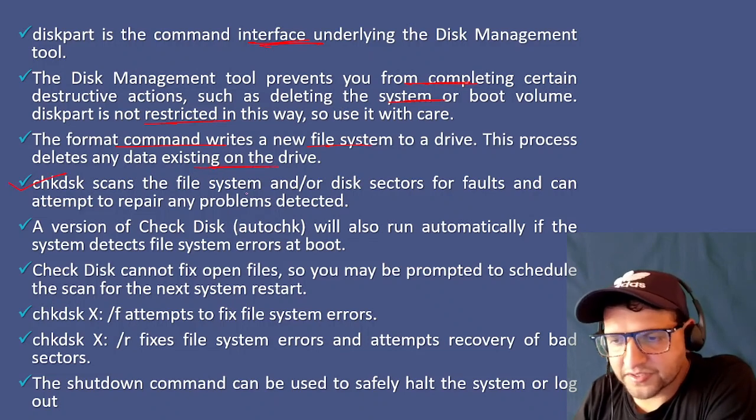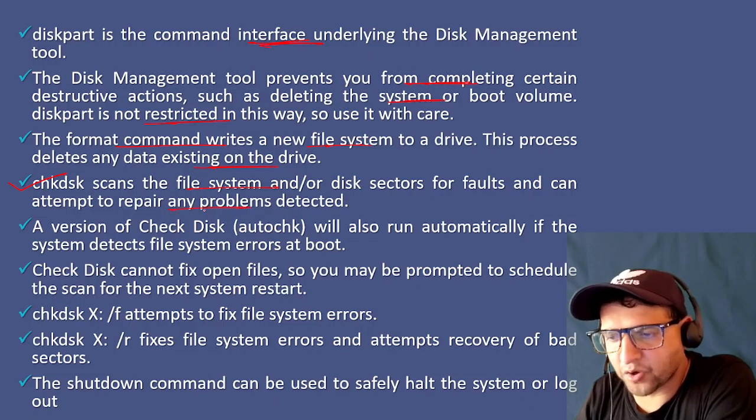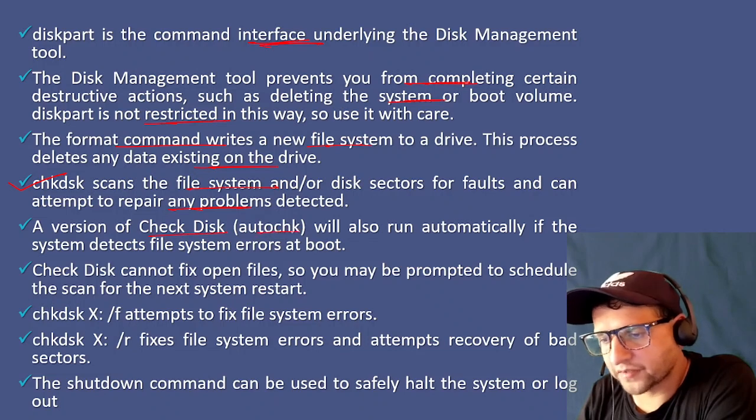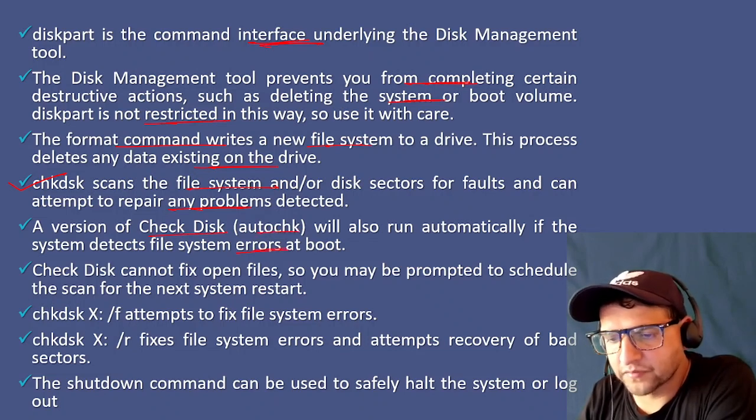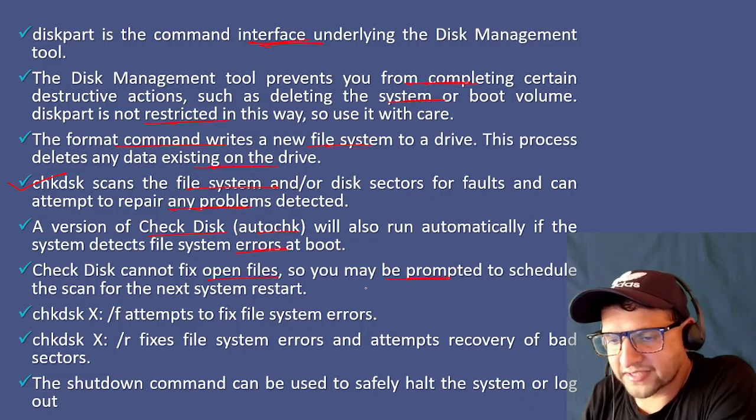Check disk scans the file system or disk sectors for faults and can attempt to repair any problems detected. There's also a version of check disk called autocheck, which will run automatically if the system detects a file system error. Check disk cannot fix open files, very important, so you must be prompted to schedule the scan for the next system restart. chkdsk /F attempts to fix file system errors, but /R is going to attempt recovery of bad sectors.